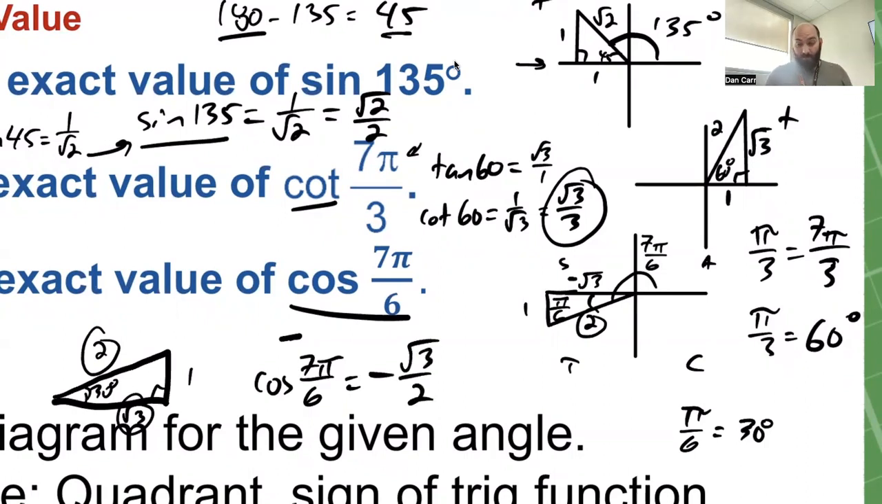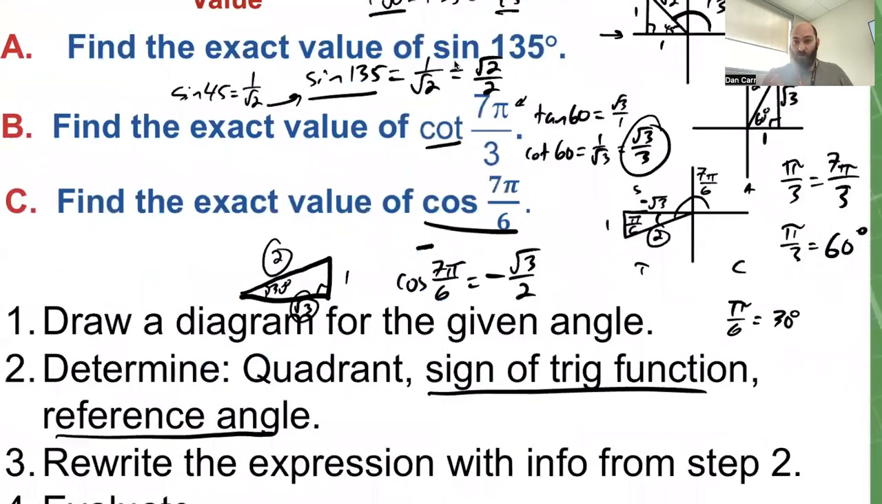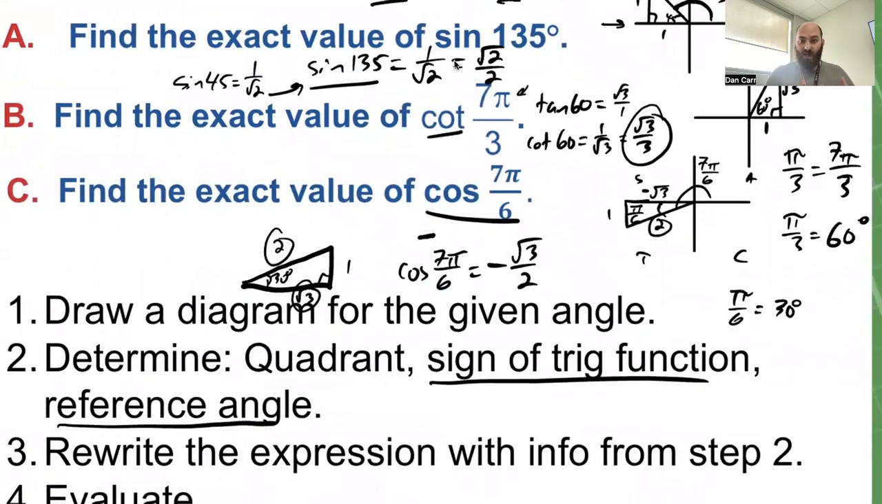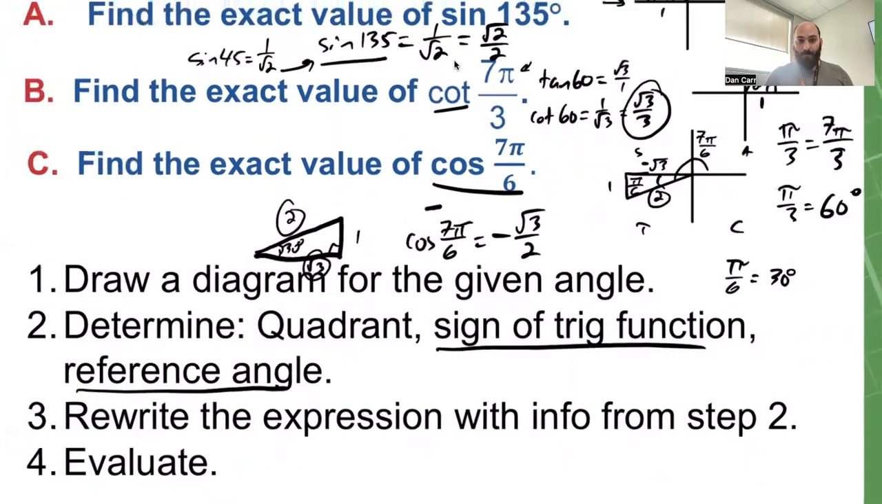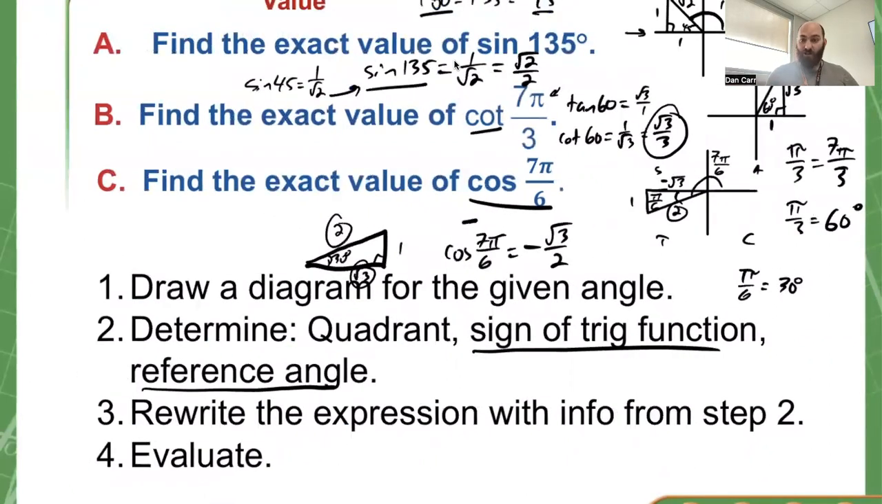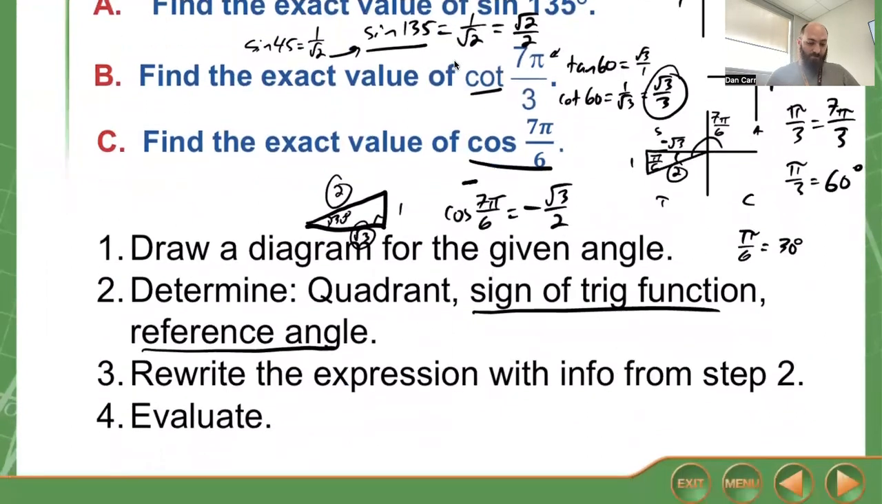Okay, and that's it. So again, we did one more time on this one. We drew the diagram for the given angle, found our reference angle along with the sign that we need to use and the quadrant. We rewrote the expression using our information from there, with the negative signs and all that. And then we evaluated it to get our value of negative root 3 over 2. The challenge here is just making sure you understand, are they in the correct position on the circle? And then setting up your reference triangles every time.